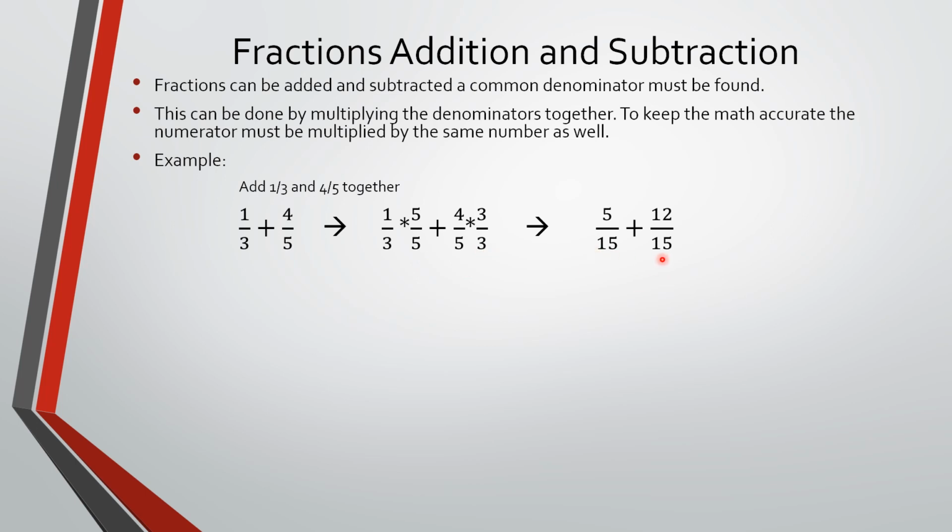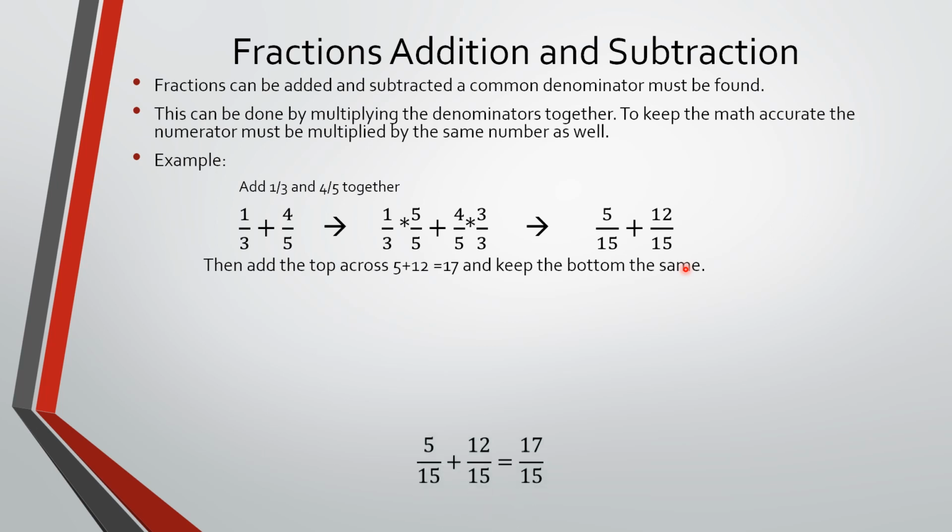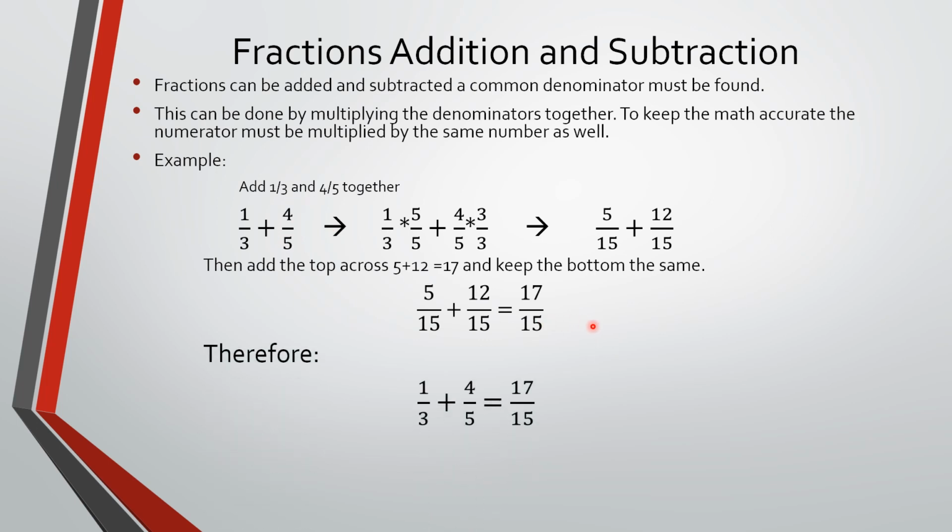See, now we have a common denominator. Both are 15. Then we just add the tops together, okay? We just add the numerators together. 5 plus 12 equals 17, and we just keep the bottom the same. And then we get the answer. So 5 15ths plus 12 15ths equals 17 15ths. So this fraction here, 1/3 plus 4/5 equals 17 15ths. Okay. We see it there again.